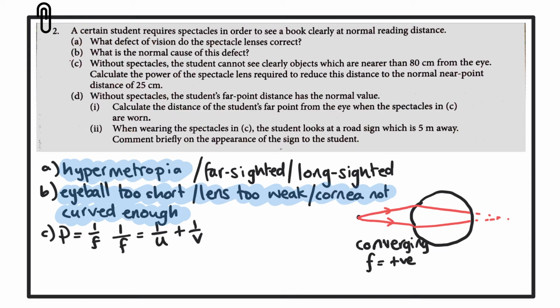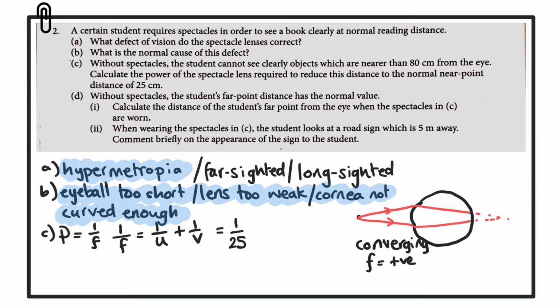So here we're placing an object at 25 centimeters. So the object distance is 25, and that's a positive value. We want to make that object appear as if it's coming from the person's actual near point, which is at 80 centimeters. Essentially what we're trying to do is to trick the eye into believing that an object that is at 25 centimeters is actually at 80 centimeters. And that's because the eye can clearly see an object at 80 centimeters without any need for glasses.